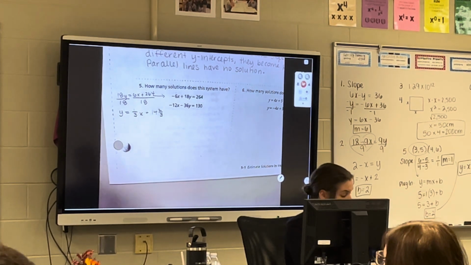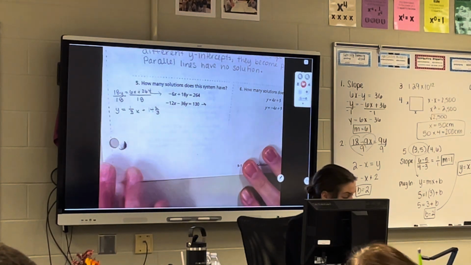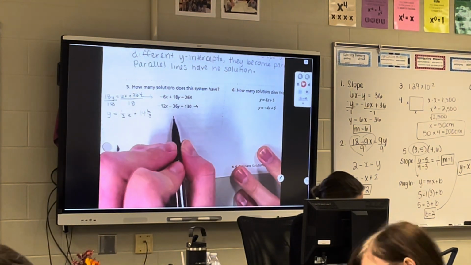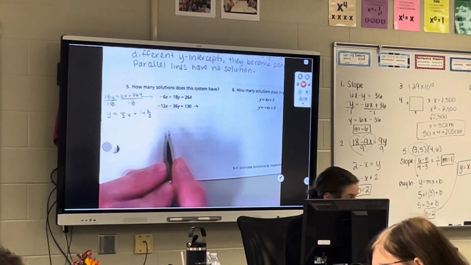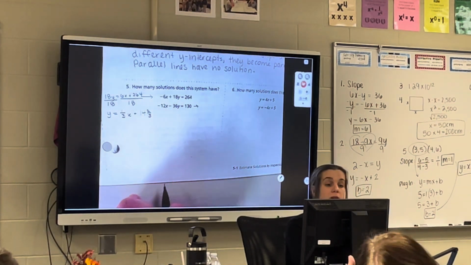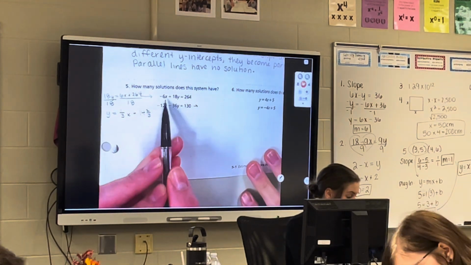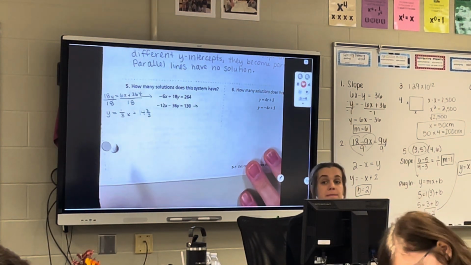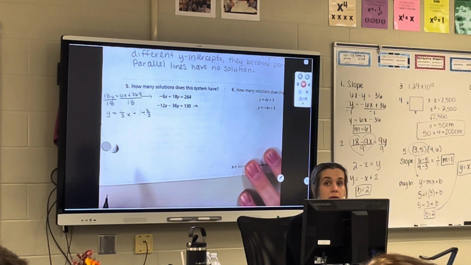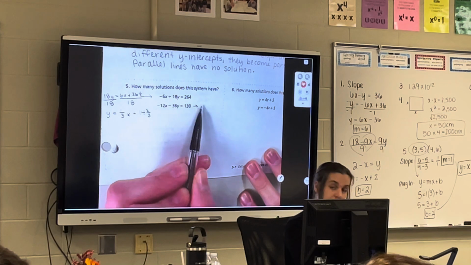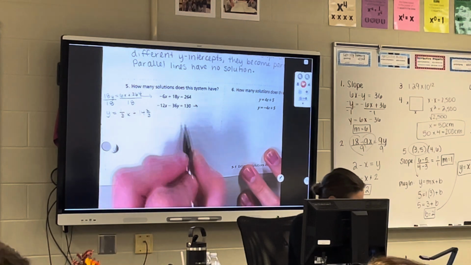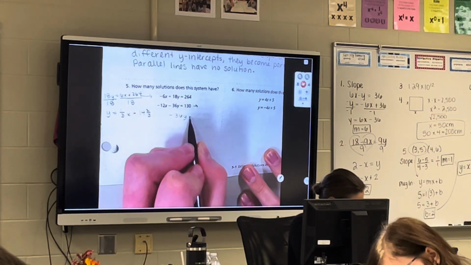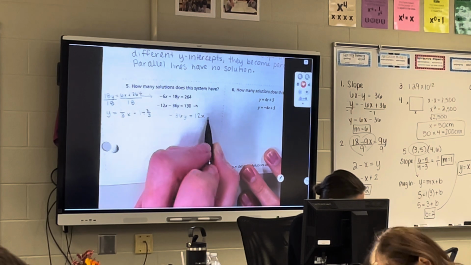Alright, Dean, I'm working on the second one now. What am I gonna do first to get y by itself? Move 36y to where -12x is. No, you don't want them on the same side. So like all class so far today, we've been taking the x and moving it to the other side. So move this to the other side. When you move it to the other side, what happens? It becomes positive. Okay, so I have -36y equaling positive 12x plus 130.